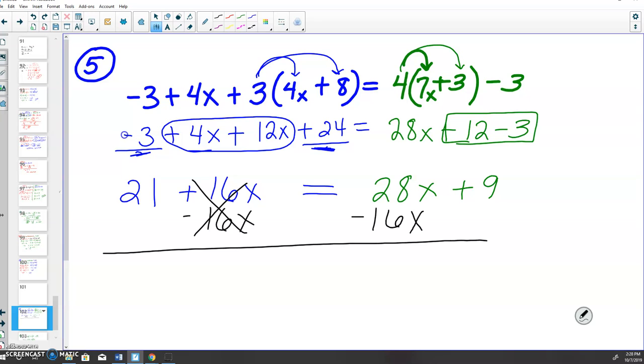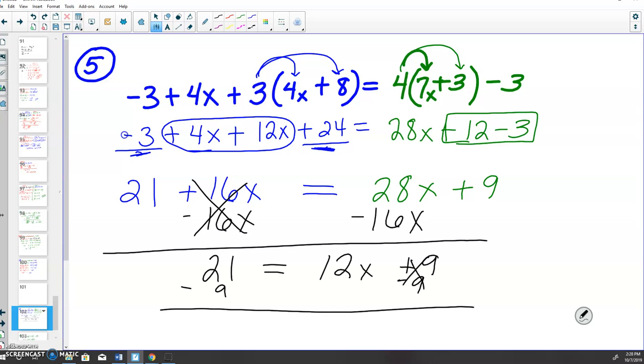Okay, I'm left with 21 equals 28 minus 16 is 12x plus 9. Now I want to move 9 to the left side. Subtract. Always add or subtract to move it from side to side. So you're left with 21 minus 9, which is 12, equals 12x.